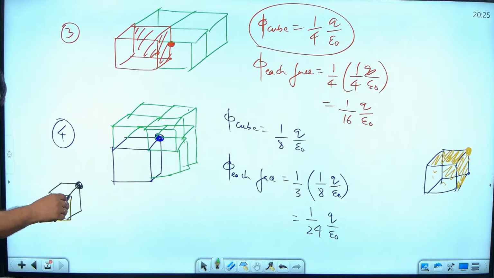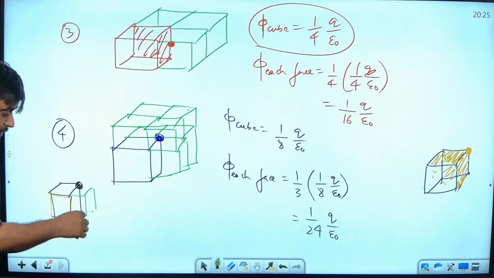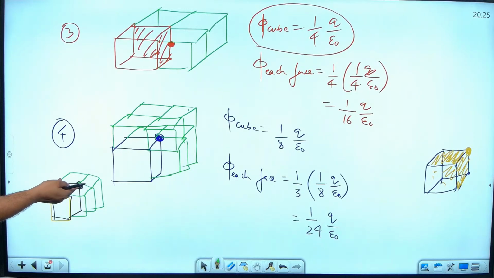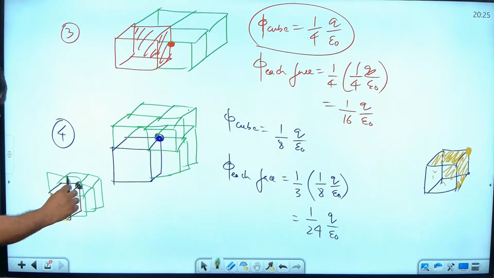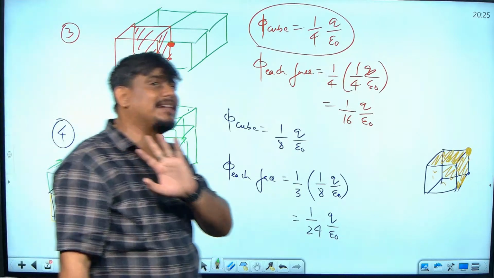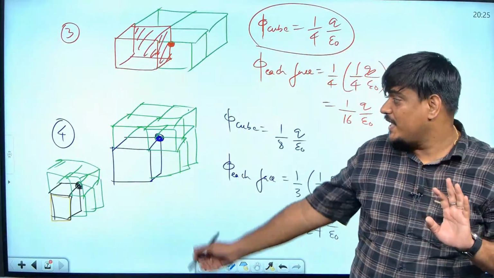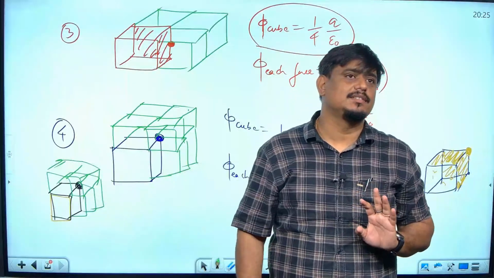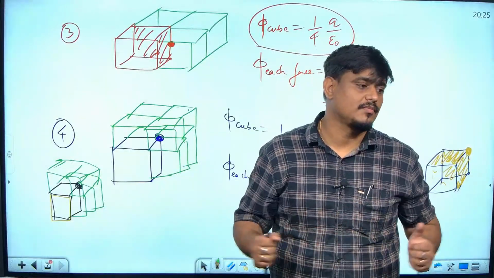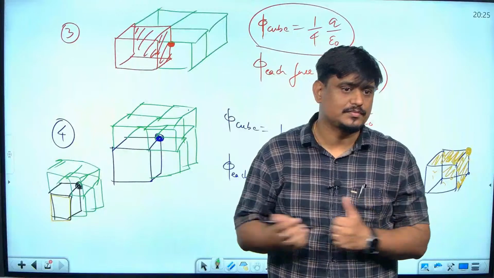How I will make it? If I bring another cube here, another cube here, another cube here, now also not symmetric. Above also I need the same layer. So I need 4 more cubes, one here, one here, one here. Now it became symmetric. Are you able to feel it? So since totally I need 8 cubes to make it symmetric, each cube is going to get 1 by 8 times of q by epsilon naught. Is it clear to you?